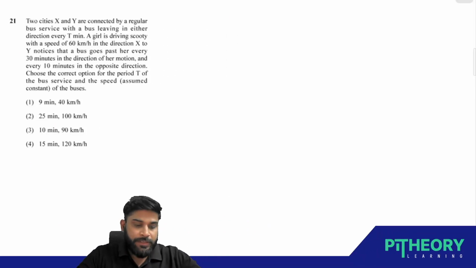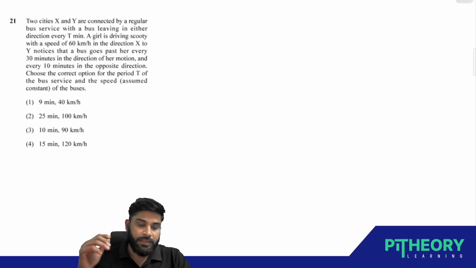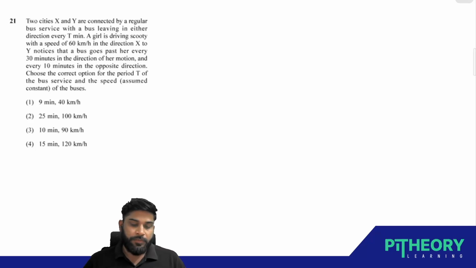Here's our 21st question. Two cities X and Y are connected by a regular bus service with a bus leaving in either direction every 10 minutes. A girl driving a scooty with a speed of 60 km per hour in the direction X to Y notices that a bus goes past her every 30 minutes in the direction of her motion and every 10 minutes in the opposite direction. Choose the correct option for the time period of the bus service and the speed. The speed of the bus service is assumed constant, right? So the speed and the time period you need to find for the buses.